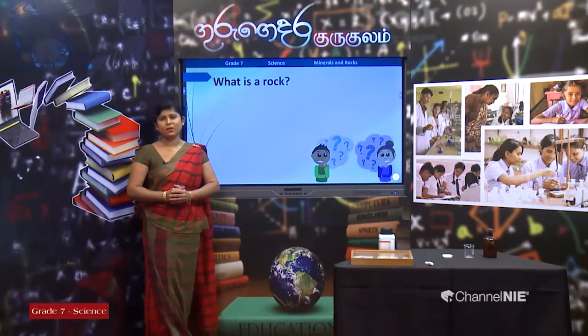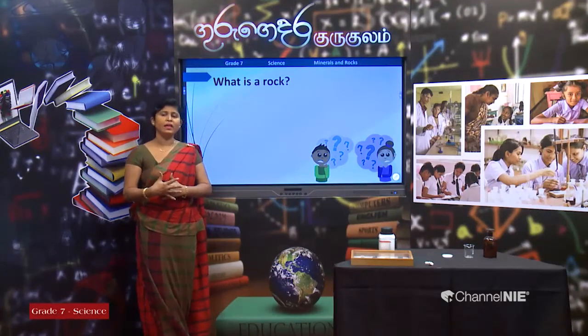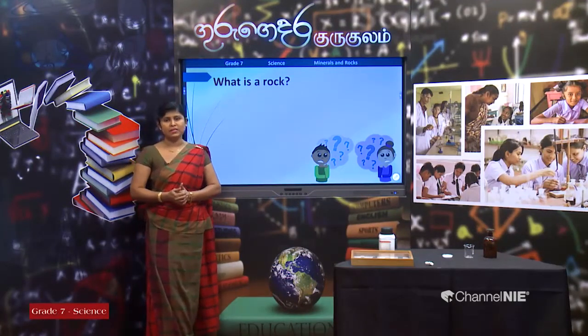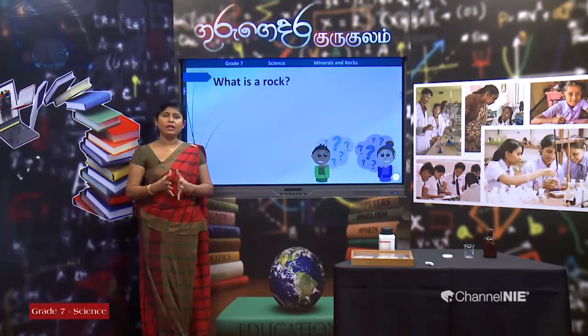What is known as a rock? Now we have already learnt about what is known as a mineral. Now let us see what is known as a rock, because we have misunderstood that all the minerals and rocks are same, but in science we know that the minerals are not similar to the rocks. Minerals and rocks are different from each other. Now we have already learnt about minerals. Now let us learn about the rocks, right.